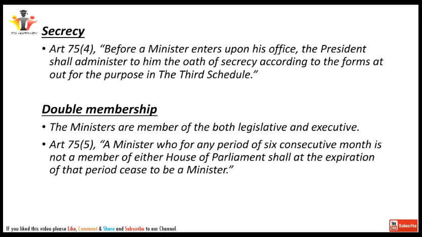Double membership. The ministers are members of both the legislature and the executive, and this means that a person cannot be a minister without being a member of parliament, as Article 75 section 5 says.